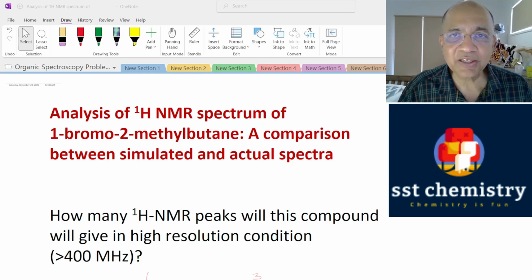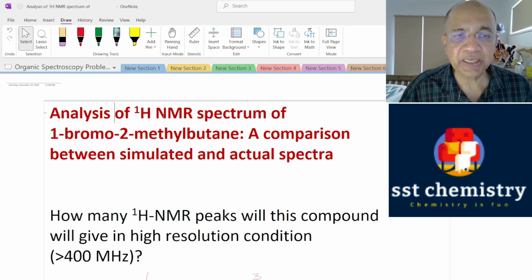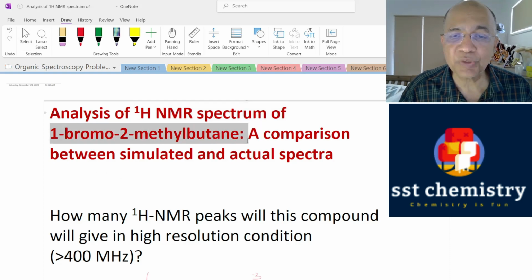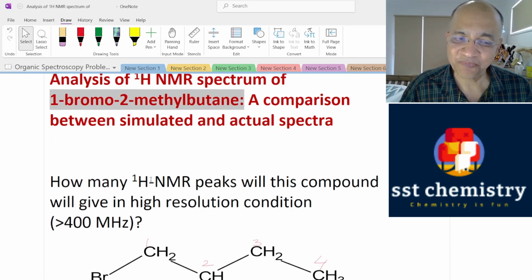In today's organic spectroscopy video, we shall be discussing the proton NMR analysis of a very simple compound, 1-bromo-2-methyl-butane, a comparison between the simulated and the actual spectrum.